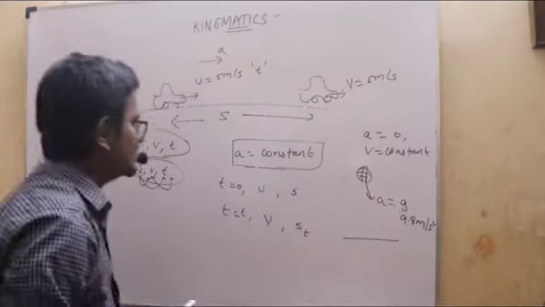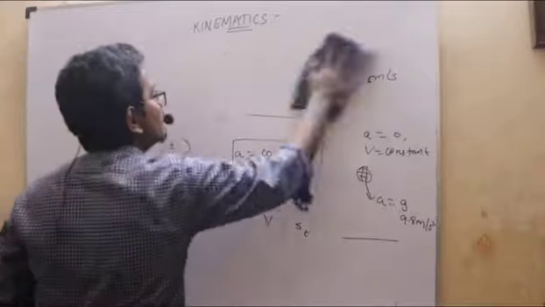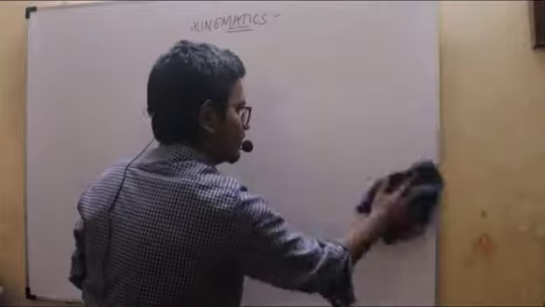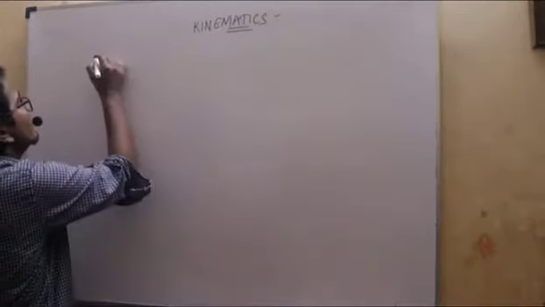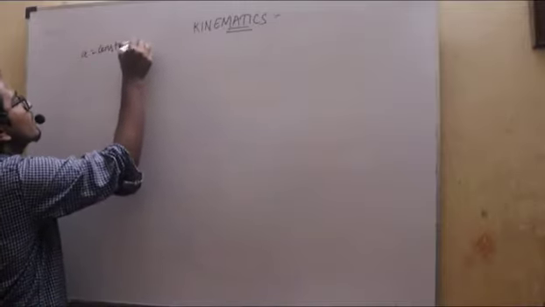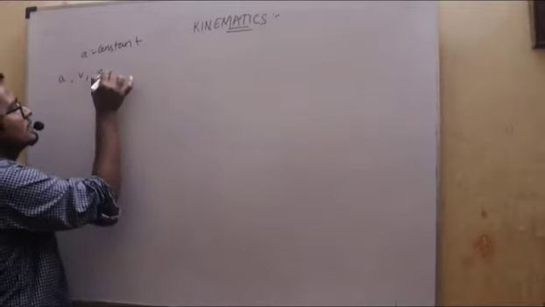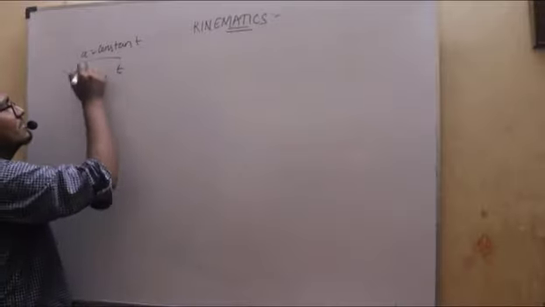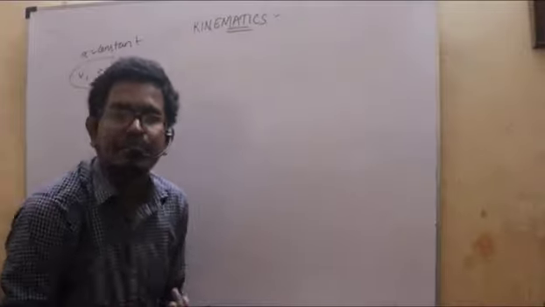So I am rubbing these things. So I am having three parameters. What are those three parameters? Acceleration is constant. I am writing here acceleration is constant. I am having four variables: acceleration, velocity, displacement, and time. So as acceleration is constant, I am removing this one. I am having three parameters. From these three parameters, I am going to derive the kinematic equations.